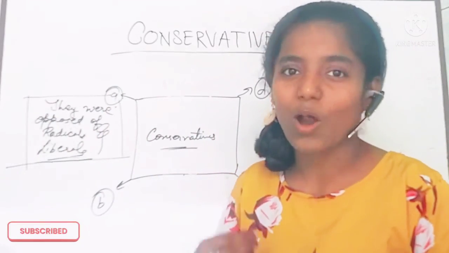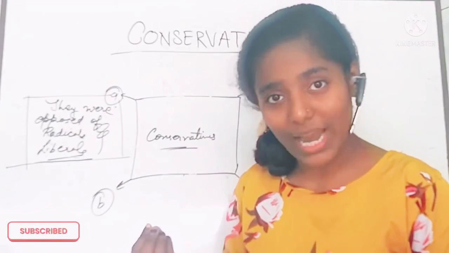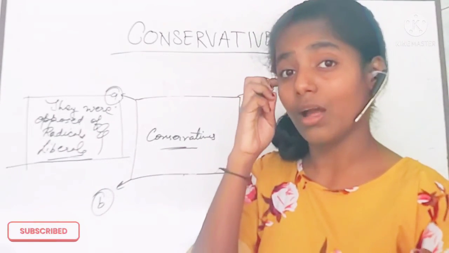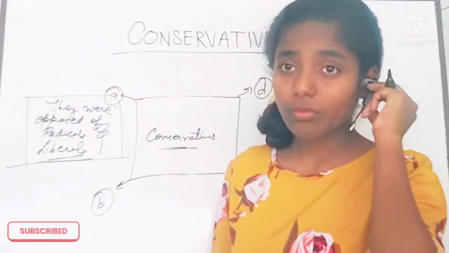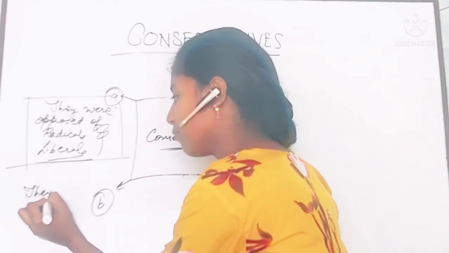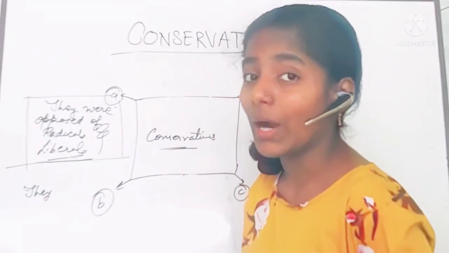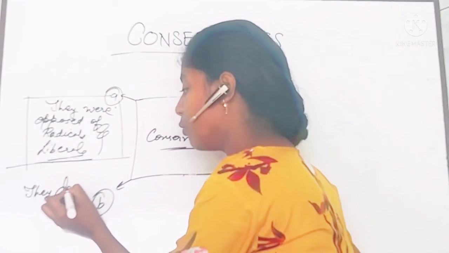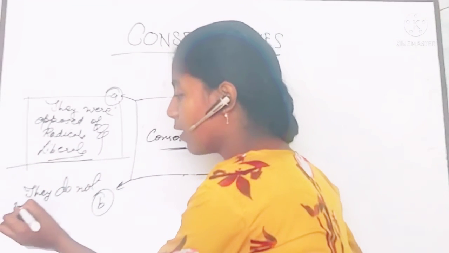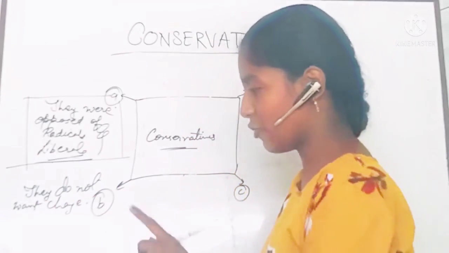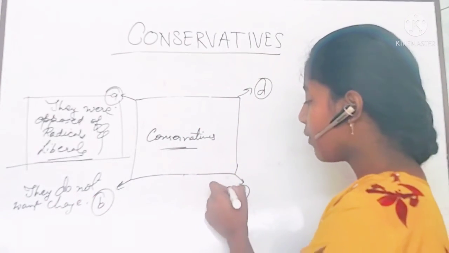But does any king or member of the king's family want that? Really not. Simple. So at the B point we get from here that they do not want this. They do not want change. I'm writing "they" over here. They simply means conservatives. They do not want change.